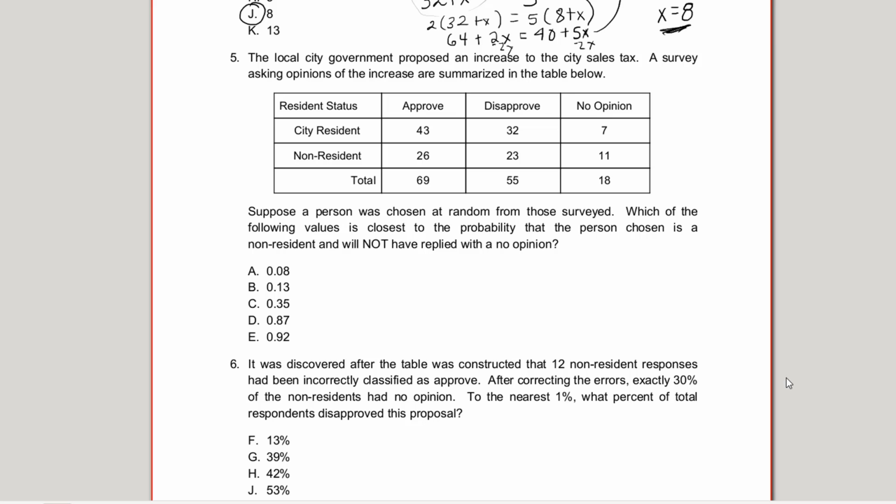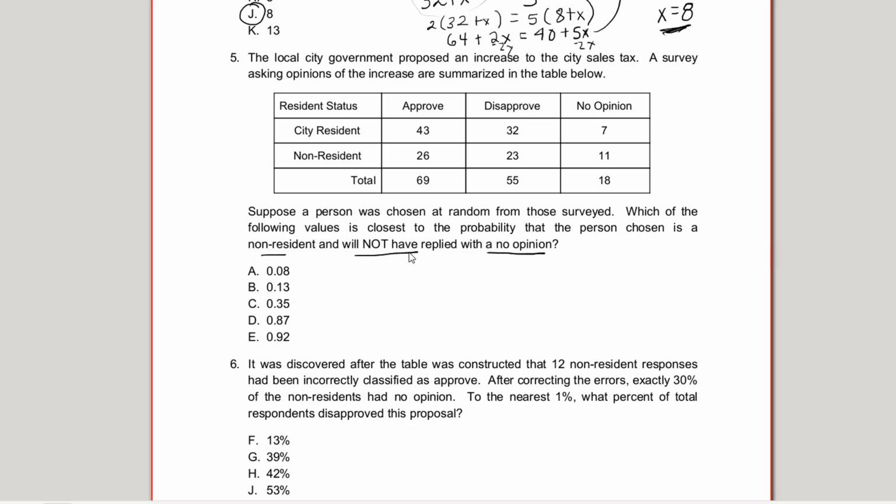It says the local city government proposed an increase to the city sales tax. A survey asking opinions of the increase is summarized in the table below. We have the table here. Suppose a person was chosen at random from those surveyed. Which of the following values is closest to the probability that the person chosen is a non-resident and will not have replied with a no opinion?